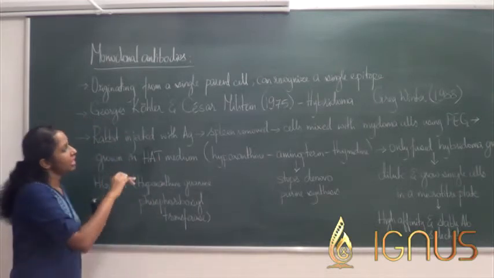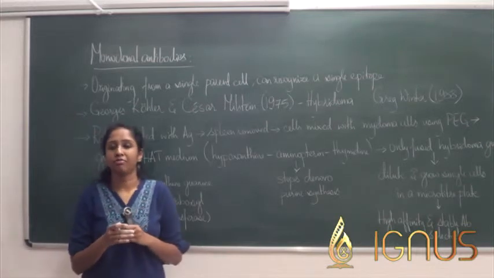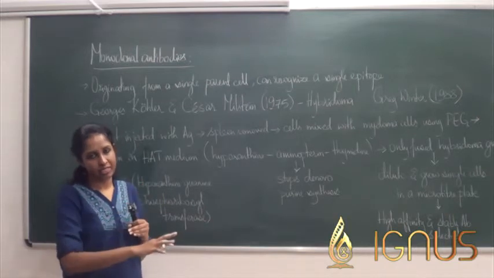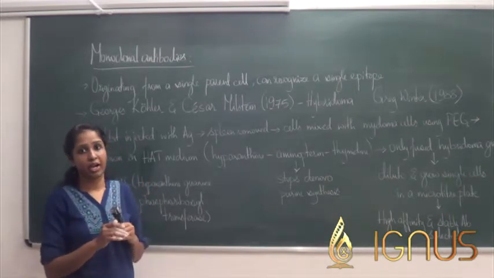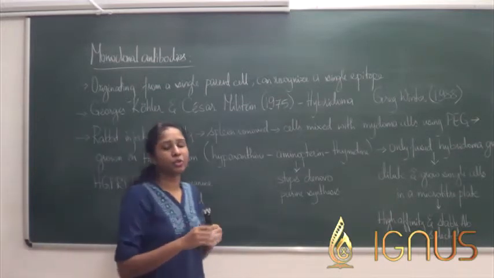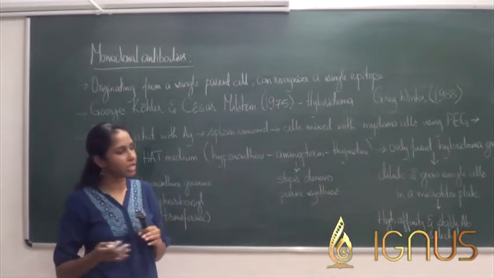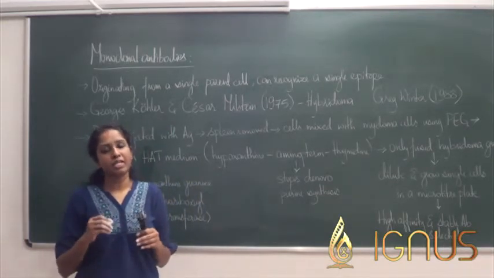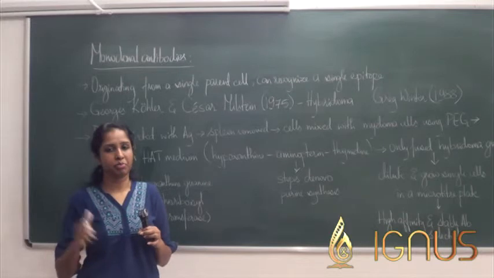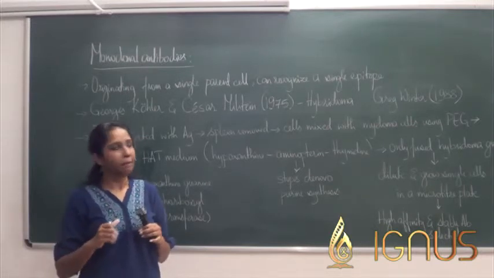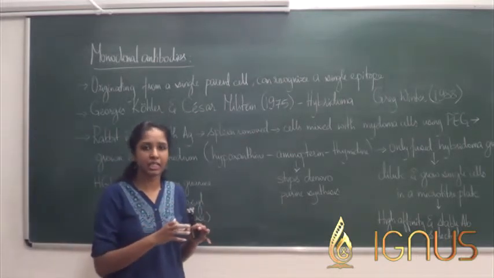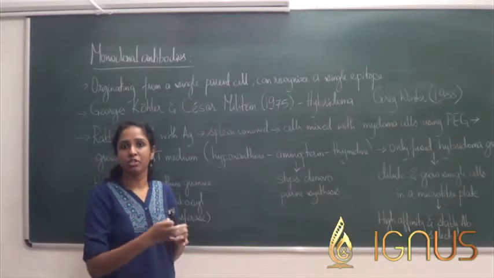Now, Georges Kohler and Cesar Milstein in the year 1975 were the ones who came up with the hybridoma protocol, which we will be discussing further. There were some problems with the hybridoma protocol, so it is not currently used right now. It was Greg Winter who came up with more humanized antibodies in the year 1988. Humanized antibodies meaning that they are not going to bring about any sort of immune reaction in the people who are taking these antibodies, because the hybridoma technique uses antibodies which are initially extracted from any sort of animal.